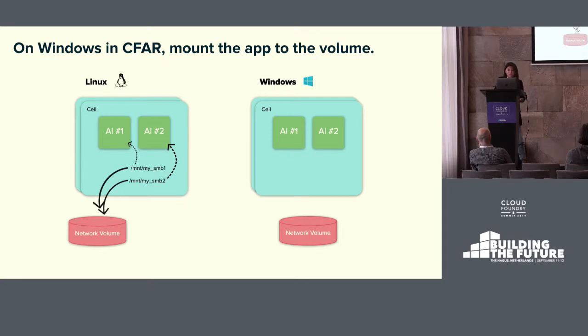On the Windows side, we set our storage credentials at the container level. Using the net use command, we can call it from a container process and connect to the network volume.